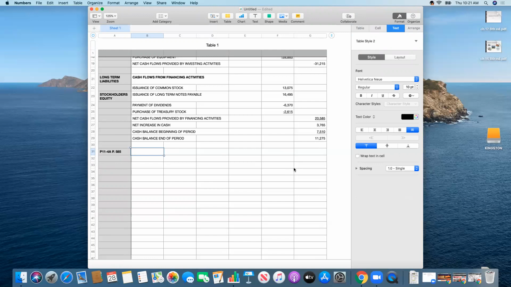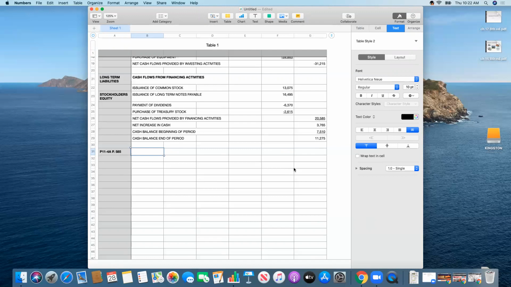So what numbers are we going to need off that income statement? Why don't we start with that? We're going to need net income. That's 104. We're going to need depreciation expense. That's 37,000. Loss on sale of land, 9,000. I don't see any amortization. I don't see any gains anywhere. So that's all we're going to need.